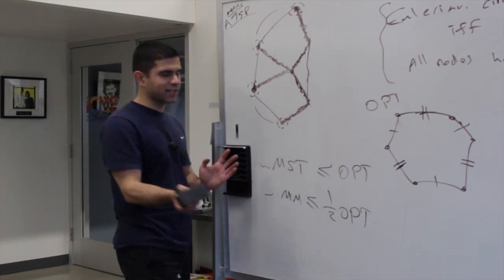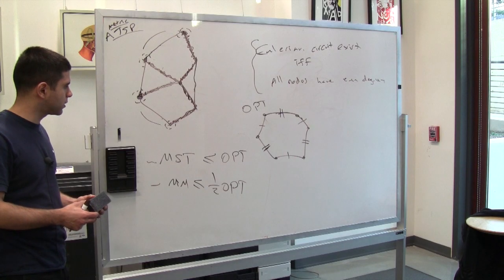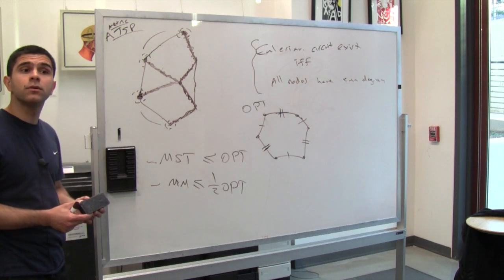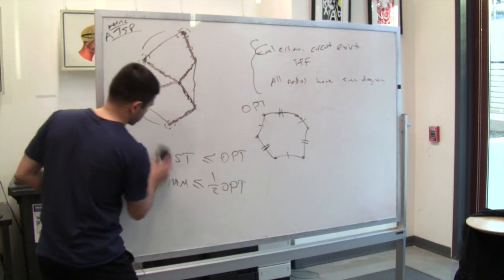Here, we can't even use MSTs anymore, because suddenly it doesn't make sense. Can you review what it means to be asymmetric, because I don't remember. Oh, absolutely. So yeah. Okay, so let's wipe all this stuff.